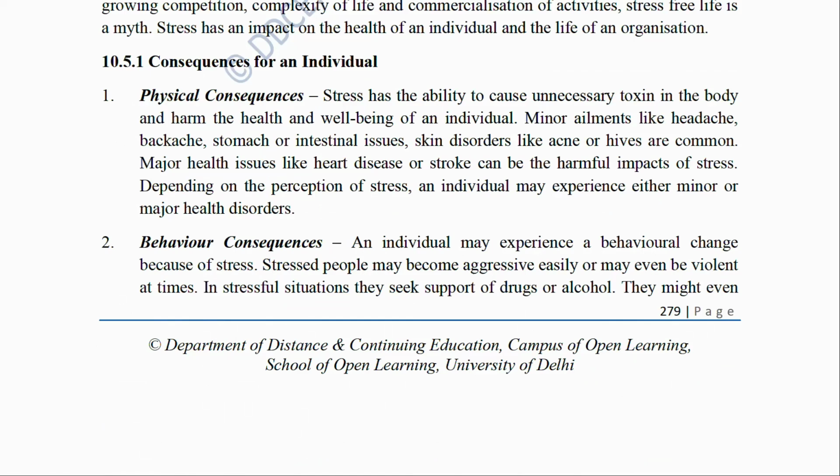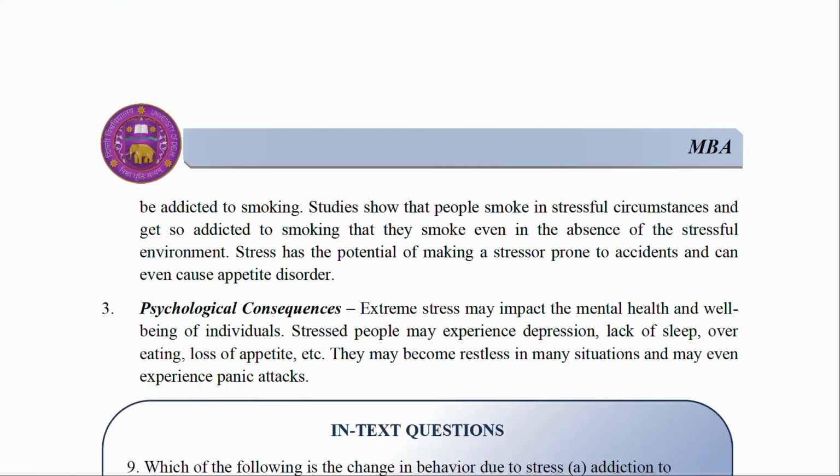Second, behavior consequences. An individual may experience a behavioral change because of stress. Stressed people may become aggressive easily or may even be violent at times. In stressful situations, they seek support of drugs or alcohol. They might even be addicted to smoking. Studies show that people smoke in stressful circumstances and get so addicted to smoking that they smoke even in the absence of the stressful environment. Stress has the potential of making a stressor prone to accidents and can even cause appetite disorder.